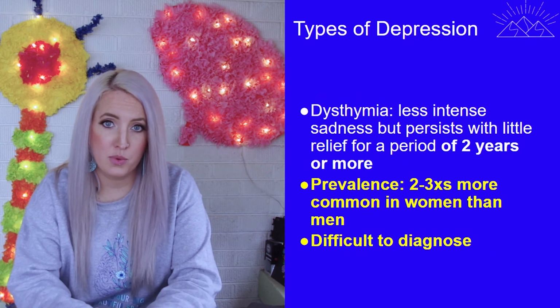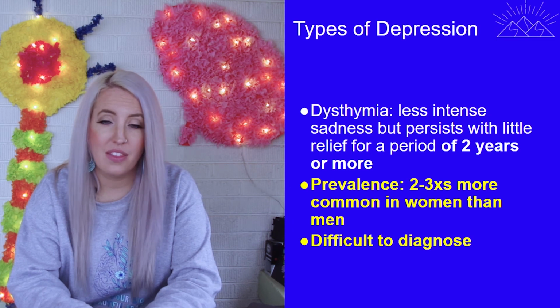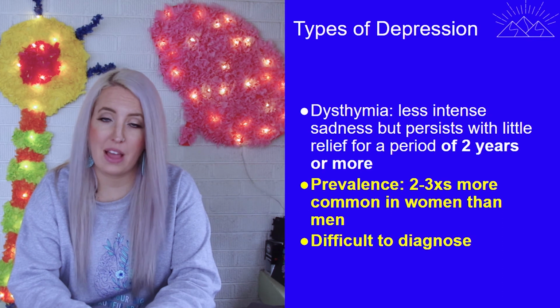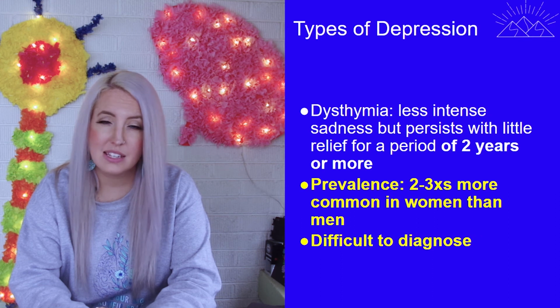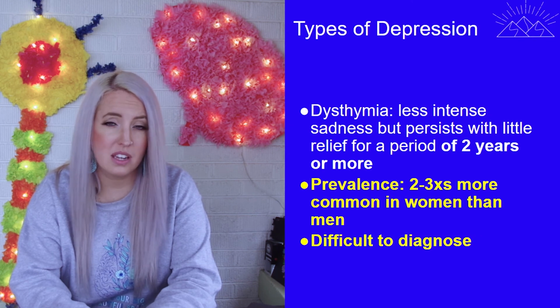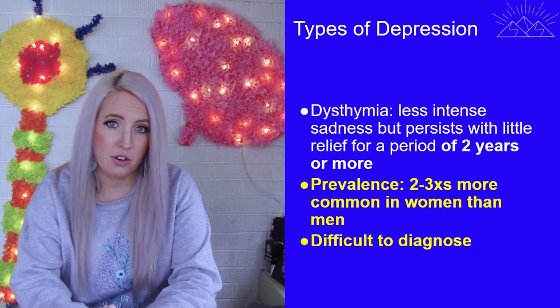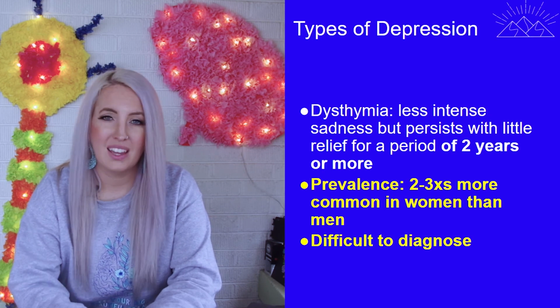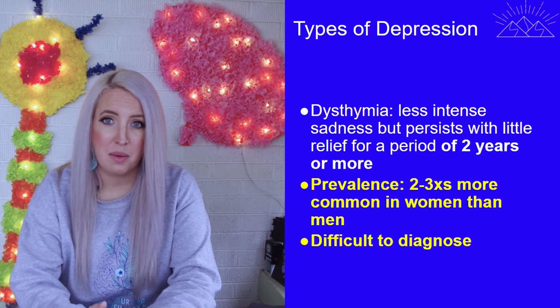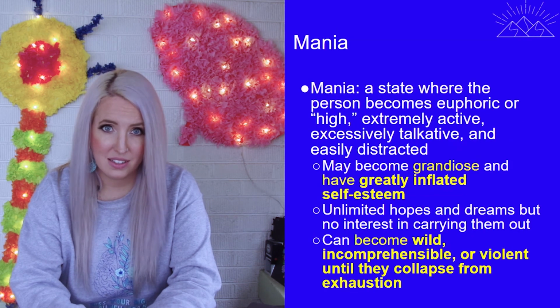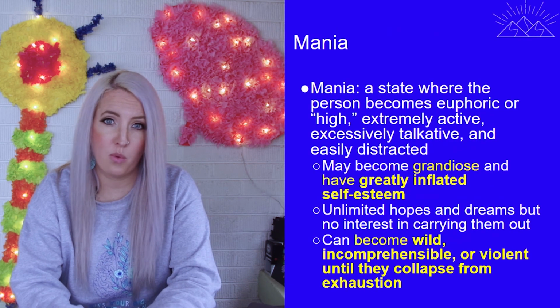A less common type of mood disorder is known as dysthymia, and this is a less intense but longer lasting type of depression. You can kind of consider it like a feeling of melancholy. It's not quite as intense as depression, but the problem with dysthymia is that it never lets up. A person can experience this feeling for up to 2 years with very little to no relief. It's 2 to 3 times more common in women than in men, and it's very difficult to diagnose. And that's because many people who experience dysthymia will think to themselves, well, I'm not depressed, I don't feel that sad, and so they don't seek out professional help for their dysthymia.